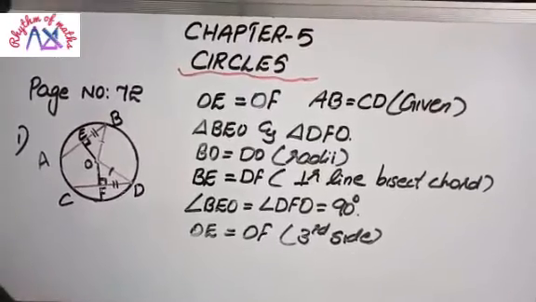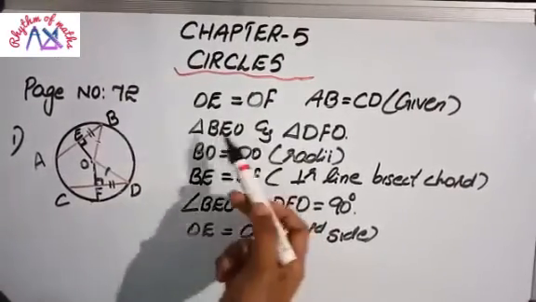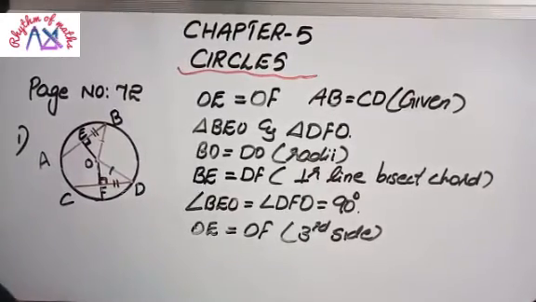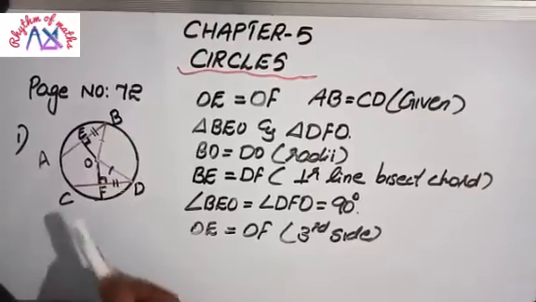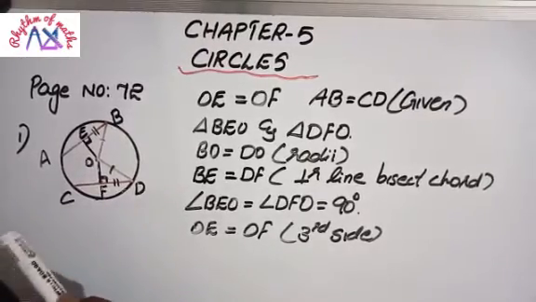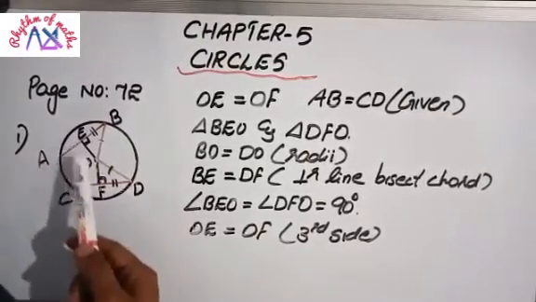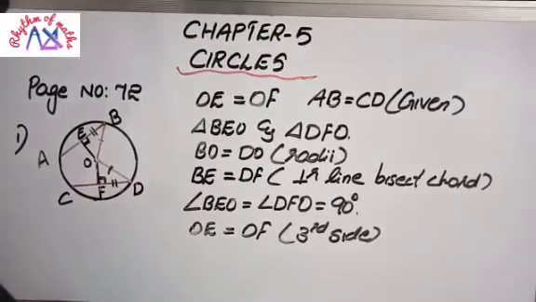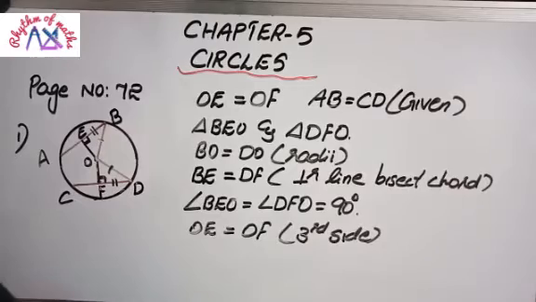That means we can say that if two chords are equal, the perpendicular distance from the center to these two chords will also be equal. If distance is equal, chords will be equal. If chords are equal, then the perpendicular distance to the center will also be equal. So this is the first one's answer.